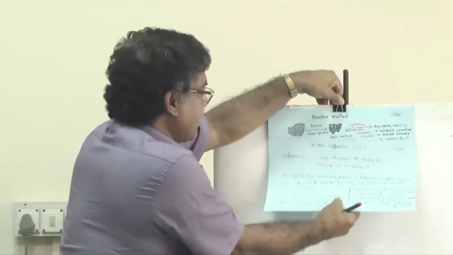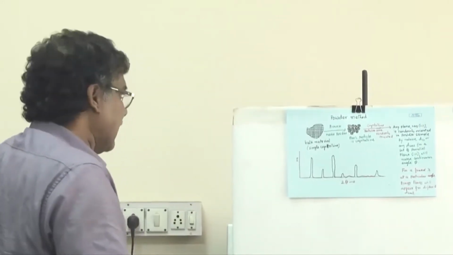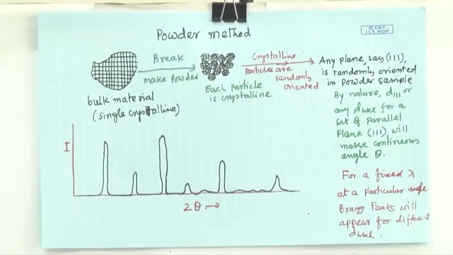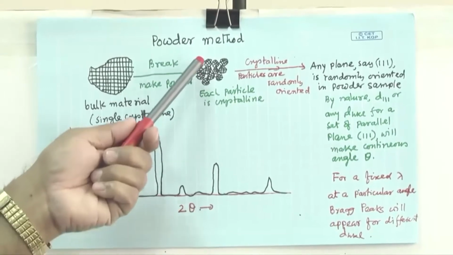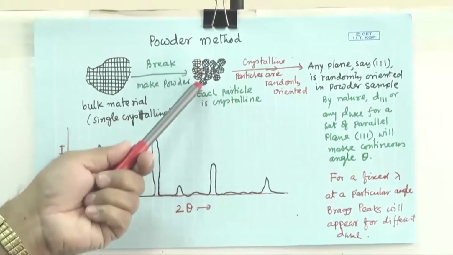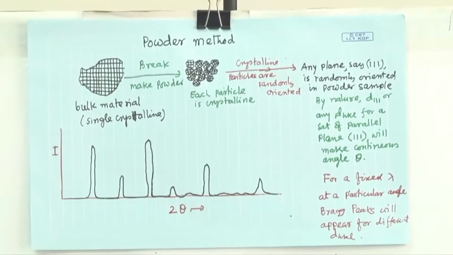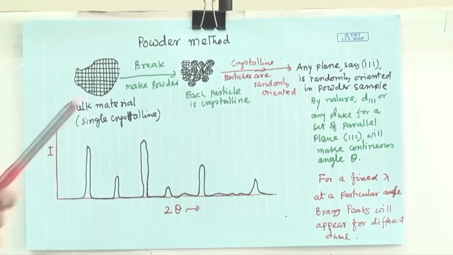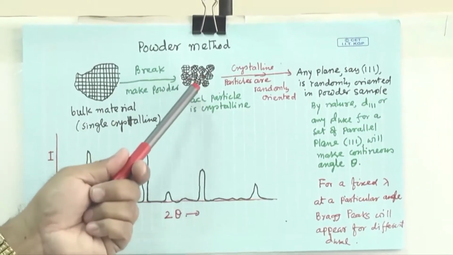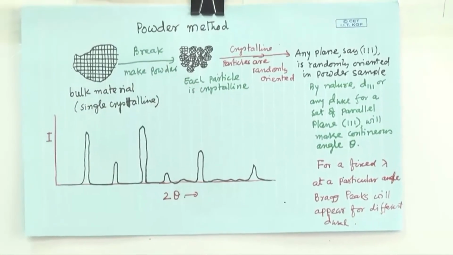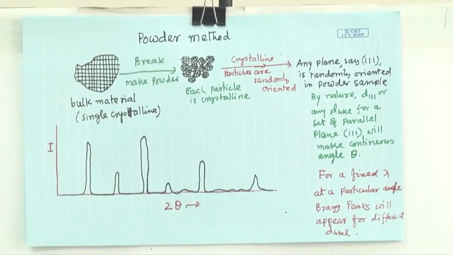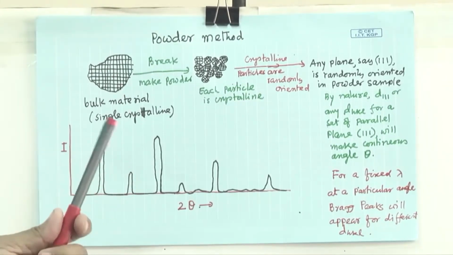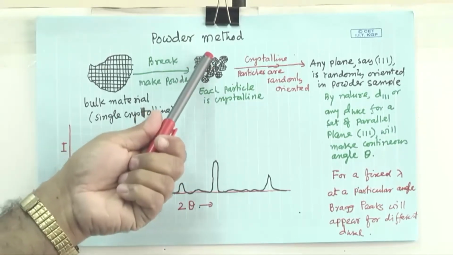So, as I mentioned, in the powder method, some bulk material, I have to break this bulk material and make powder. Means small particles. So, these small particles are crystallites, they have all sorts of planes, and these planes are in different directions in different particles. So, thousands and thousands of particles are there. So, you can expect that each plane will be oriented in all angles.